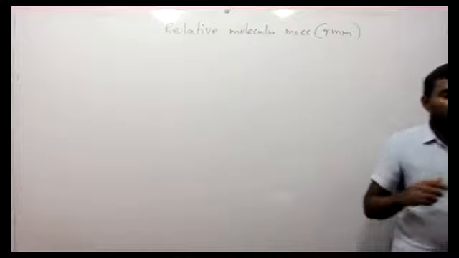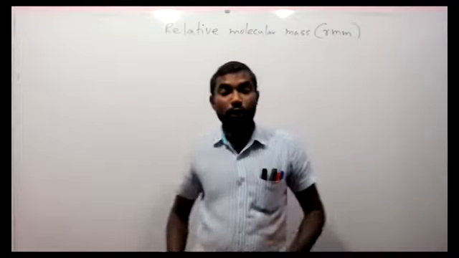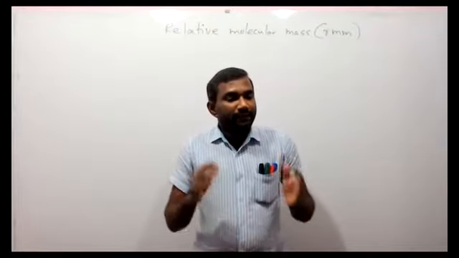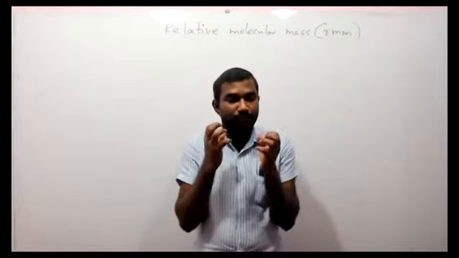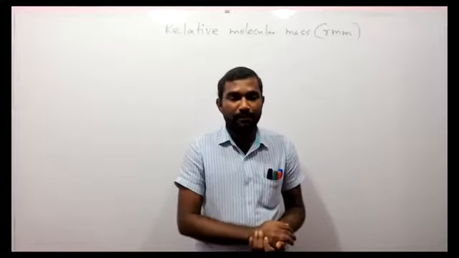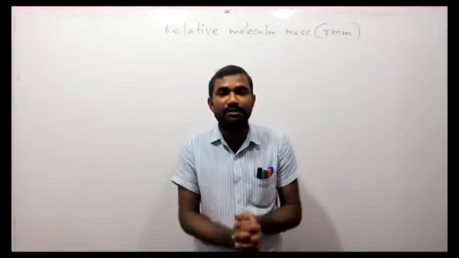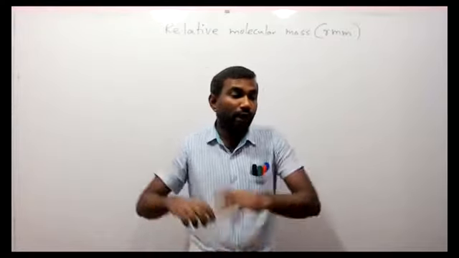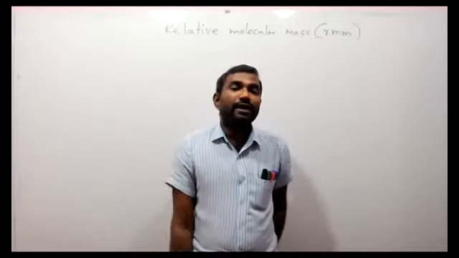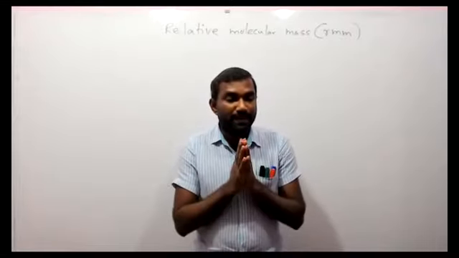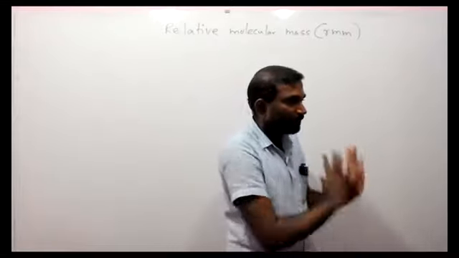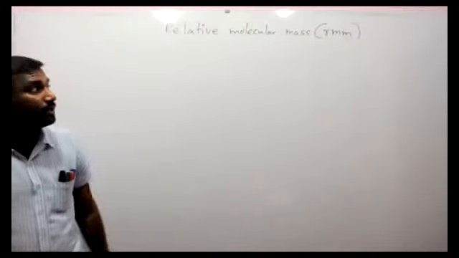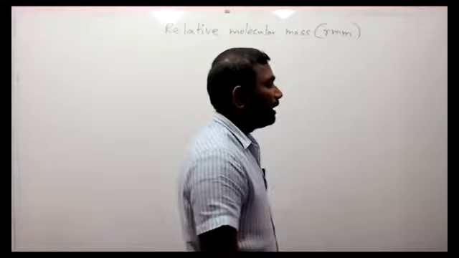Okay, children, now look at the board carefully. If you take a particular substance and it has atoms, then you define it as relative atomic mass. If you have molecules, then you define it as relative molecular mass. A substance made up of atoms, we give relative atomic mass. A substance made up of molecules, we give relative molecular mass, RMM.